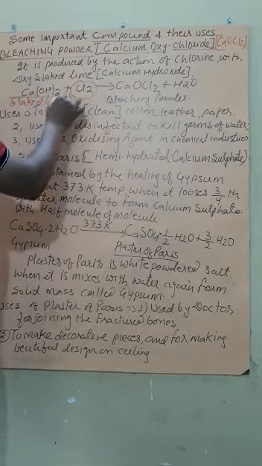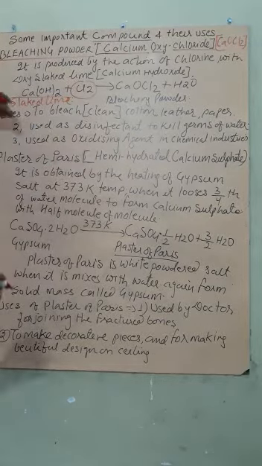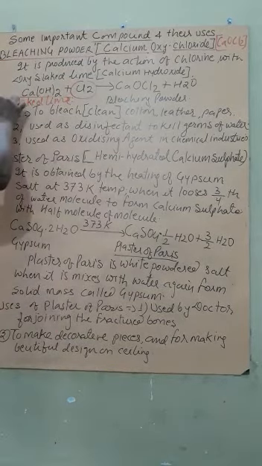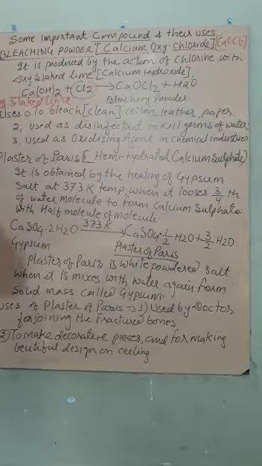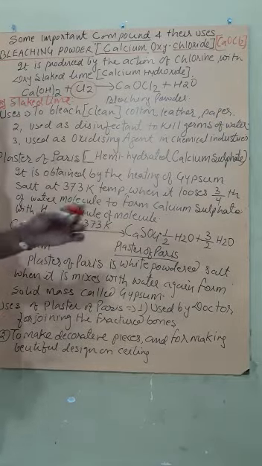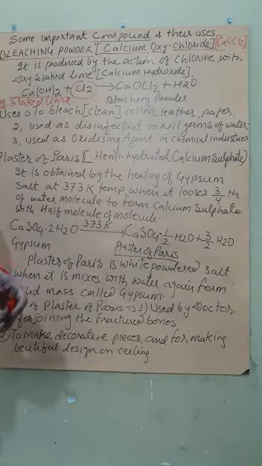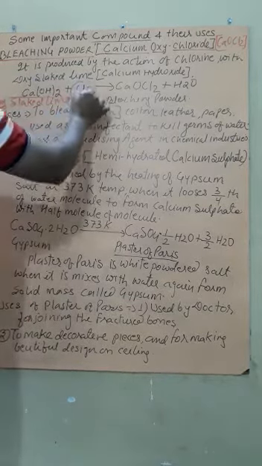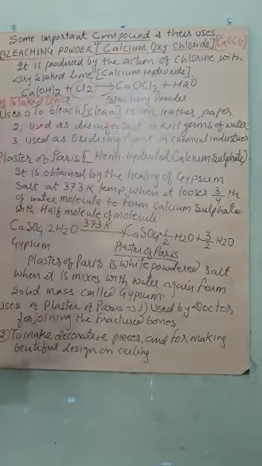Slaked lime, what is that? Again, it is one of the common names. Calcium hydroxide is known as slaked lime, but the condition is that it must be dry. Otherwise, Ca(OH)2 in solution is called lime water, which is not dry. So, dry slaked lime and passing chlorine gas forms bleaching powder.